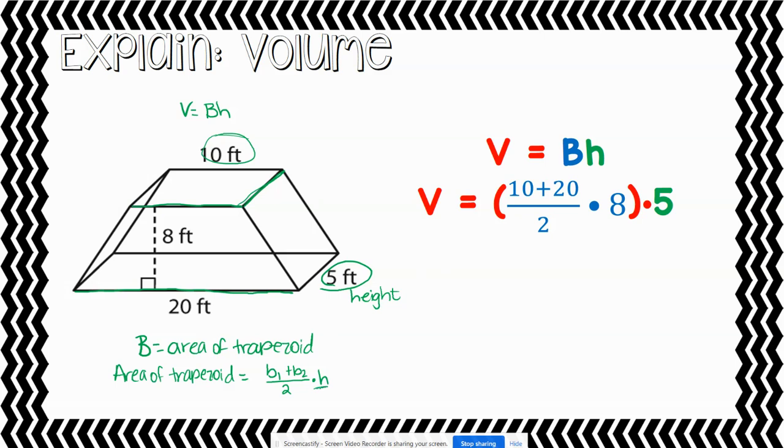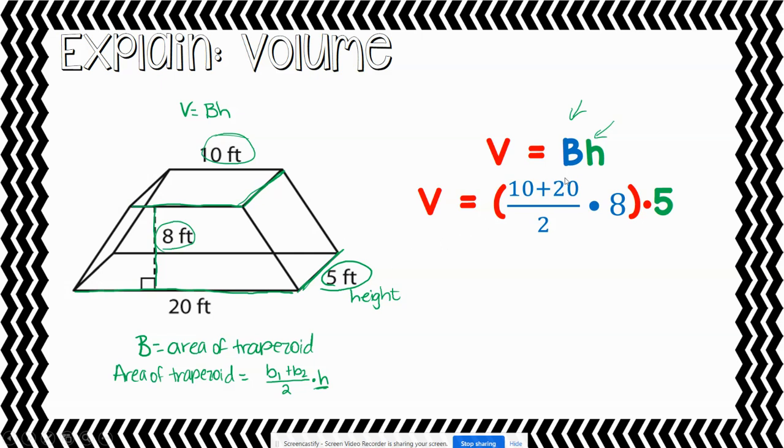And then it says times height. Well, the height of the trapezoid is 8. So that's why this is multiplied by 8. Now, all of this is still just this capital B, the area of the base. I still, to find the volume, have to multiply all of that times the height of the prism. So that's why this is now being multiplied by 5, because 5 is the distance between the two trapezoids. So that is my height.